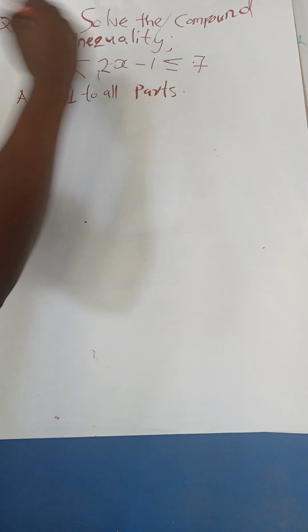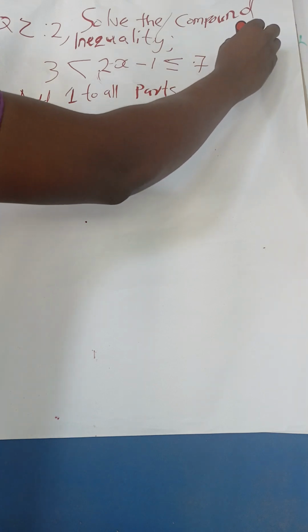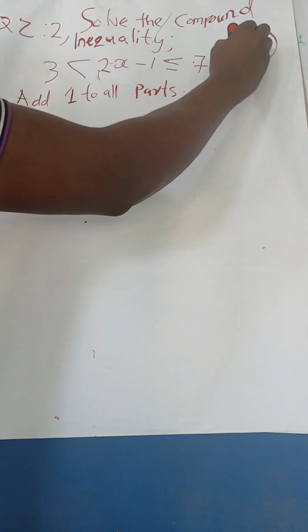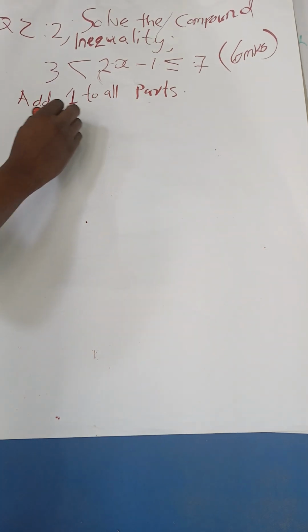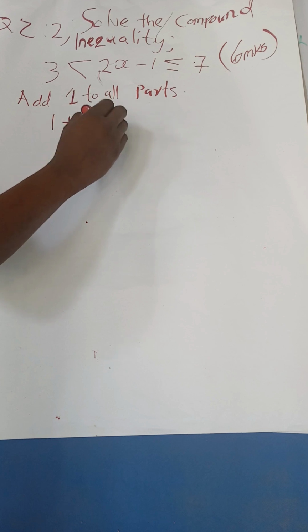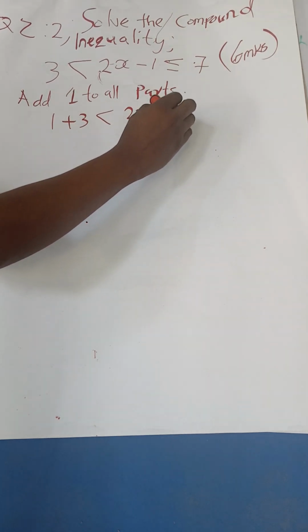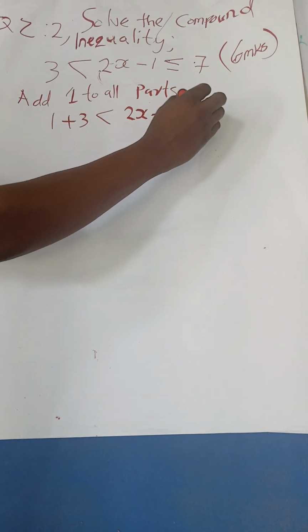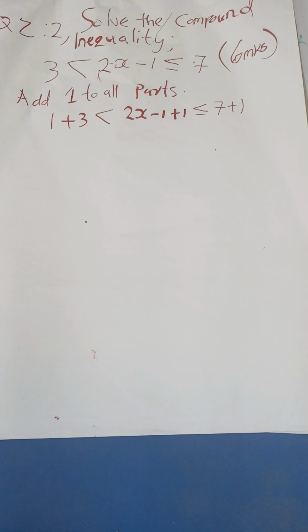This question is a 4, I think 6 marks question. So you can even put 6 marks. Yes, this is a question of 6 marks. So pay attention. What you'll do now is 1 plus 3 less than 2x minus 1 plus 1 less than or equal to 7 plus 1. You have seen I've added 1 on both sides, as I had explained before.